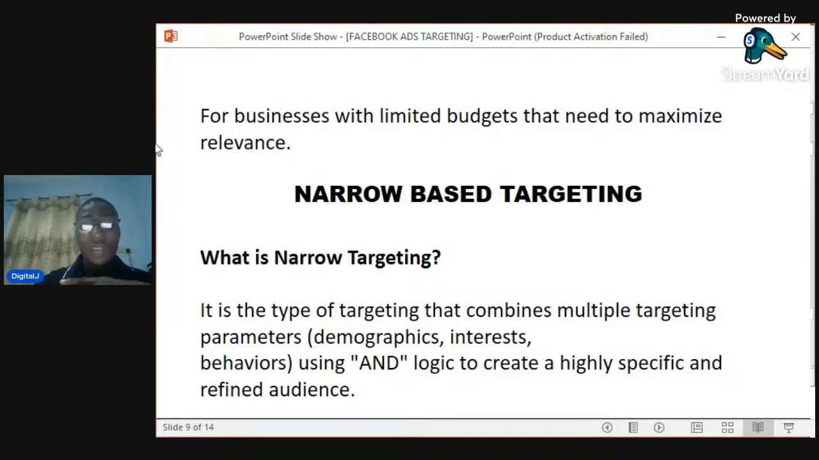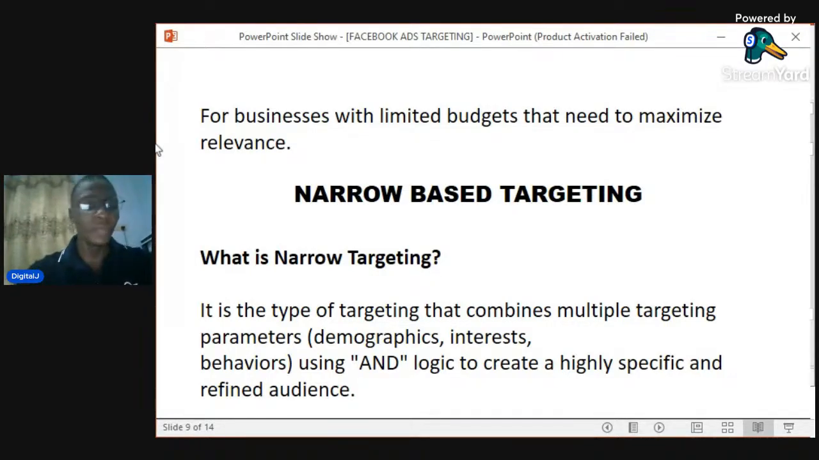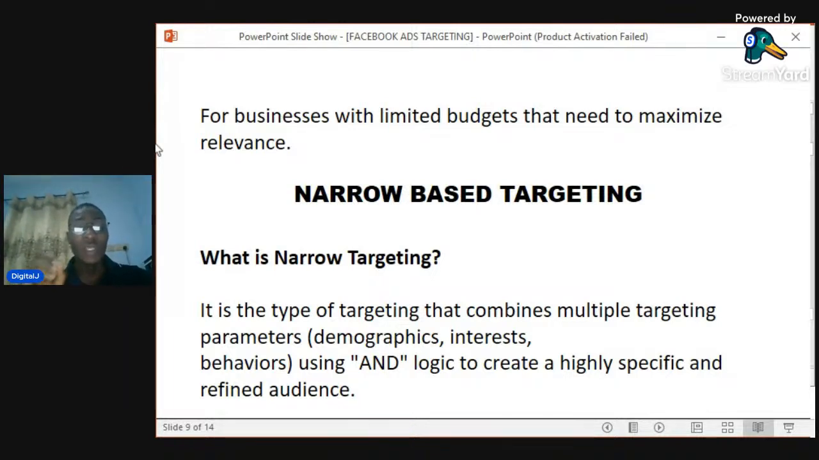In simple terms, let me break this down to the simplest form that I can. What narrow targeting simply means is when you are targeting your audience using two layers of interest. Perfect. That is a perfect way to explain it. When you are targeting these persons using two layers of interest.